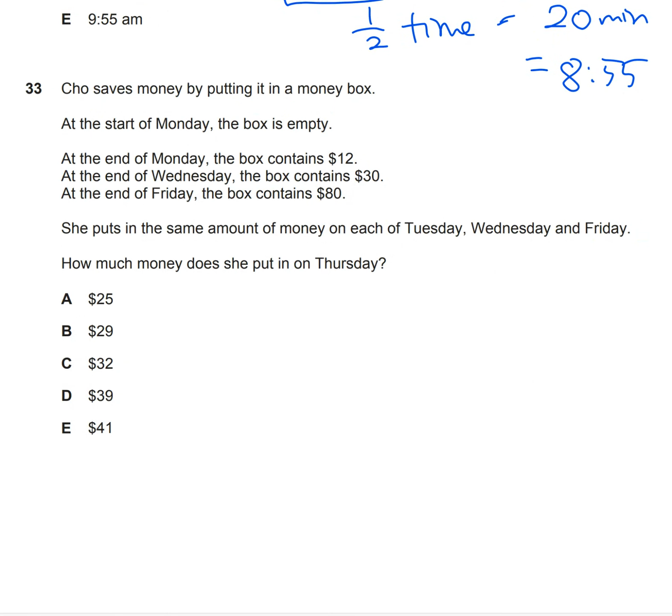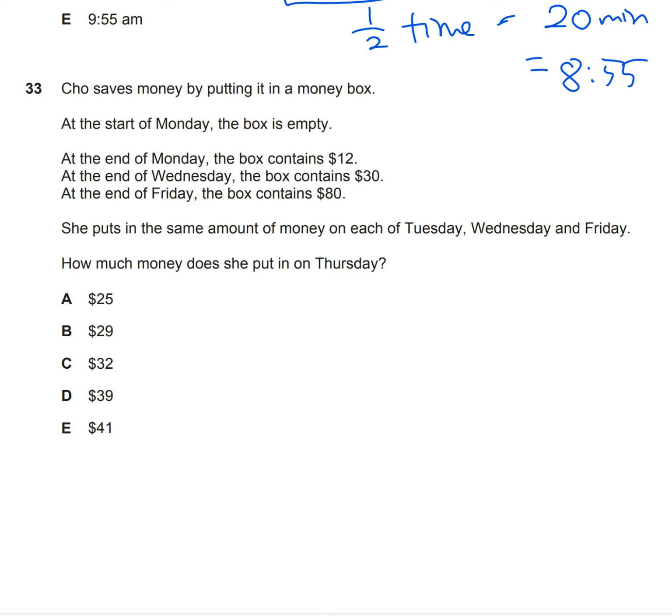33. Cho saves money by putting it in a money box. At the start of Monday, the box is empty. At the end of Monday, we have $12. End of Wednesday, we have $30. End of Friday, we have $80. She puts in the same amount of money on each of Tuesday, Wednesday, and Friday. How much money does she put in on Thursday?